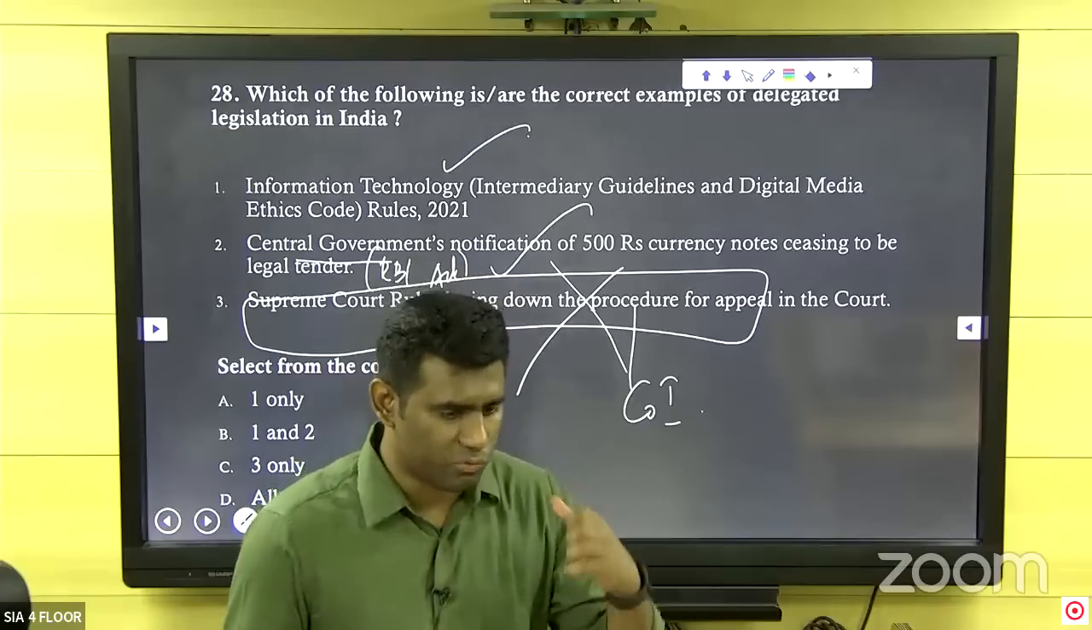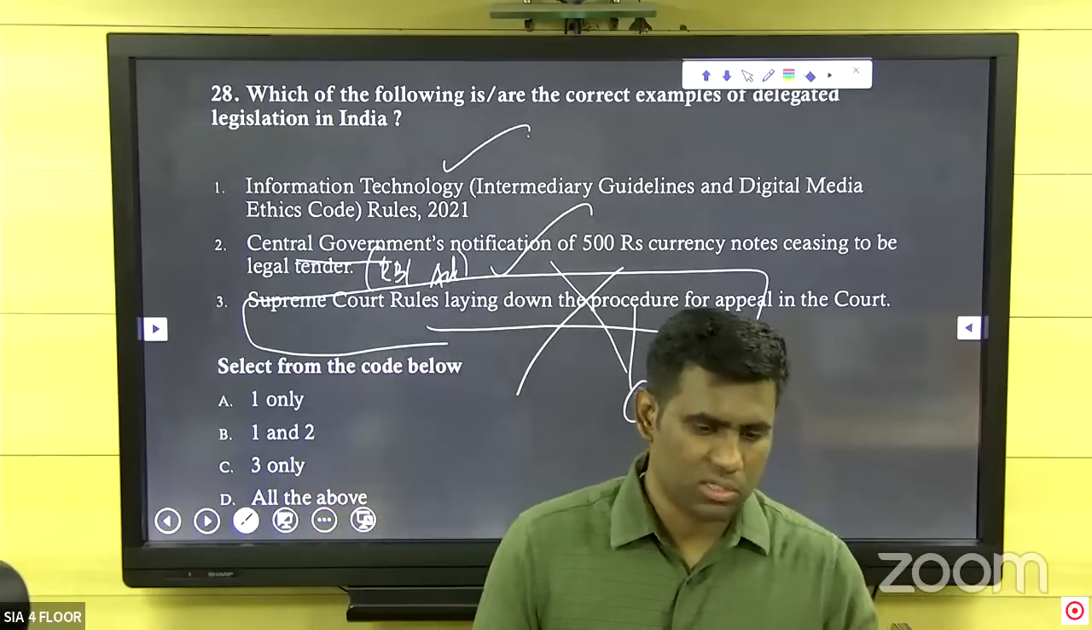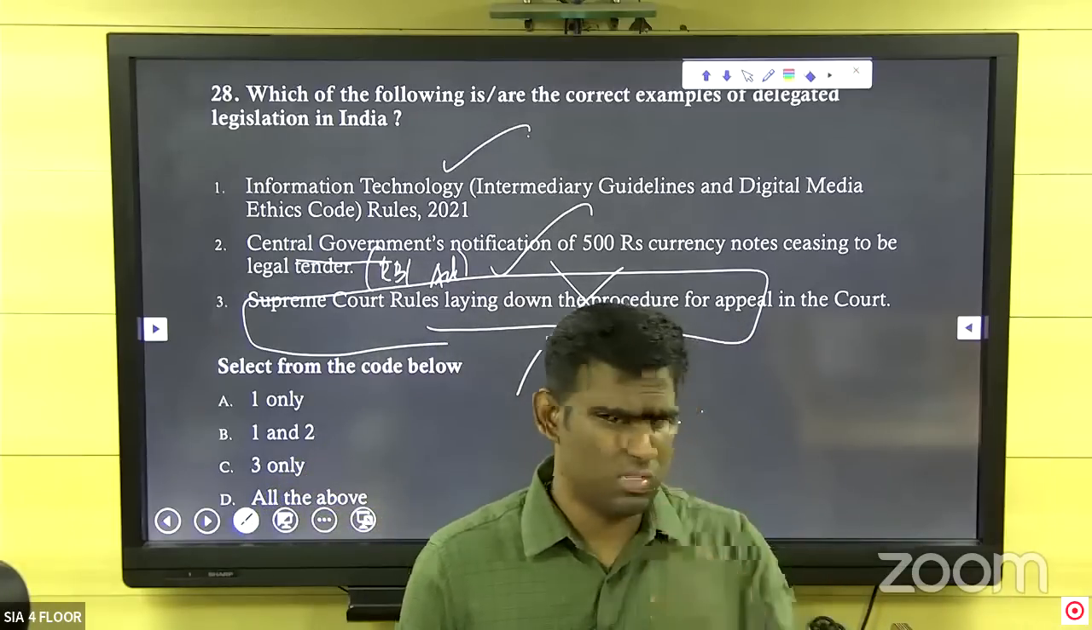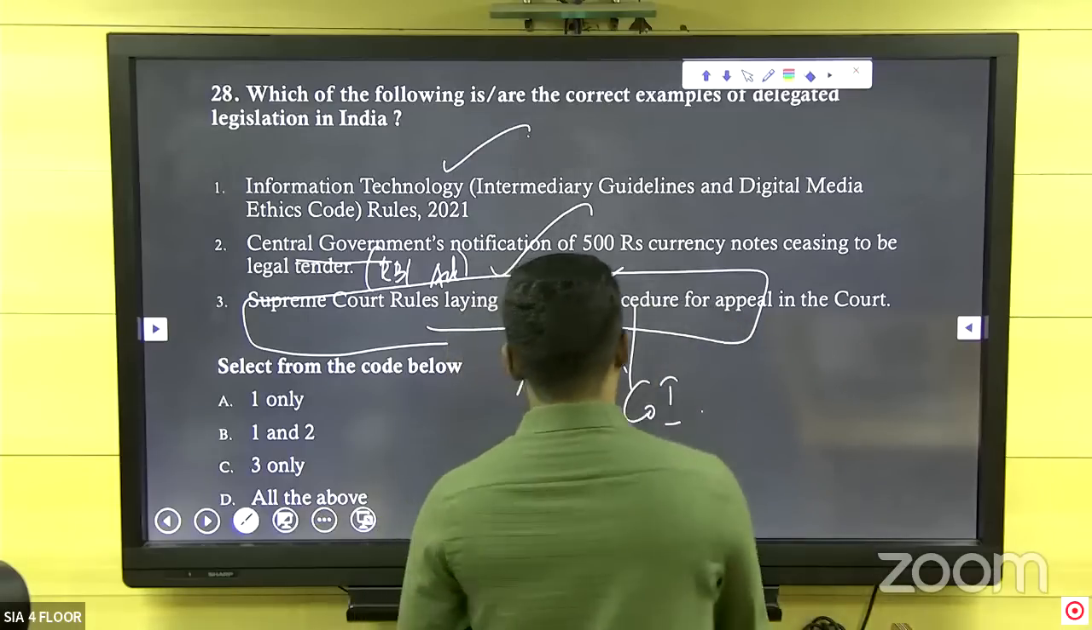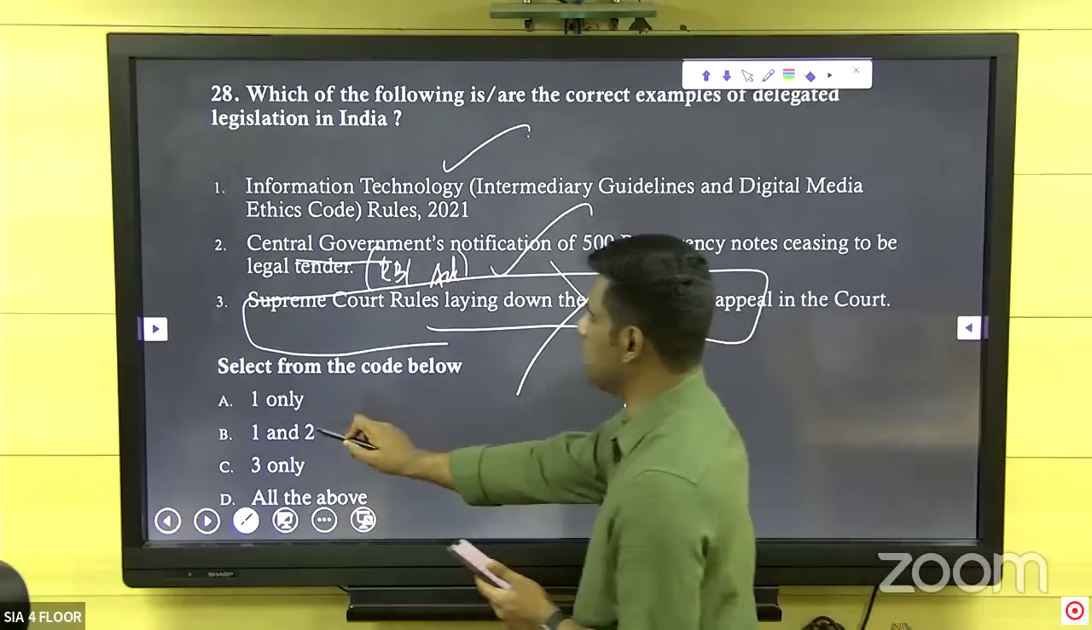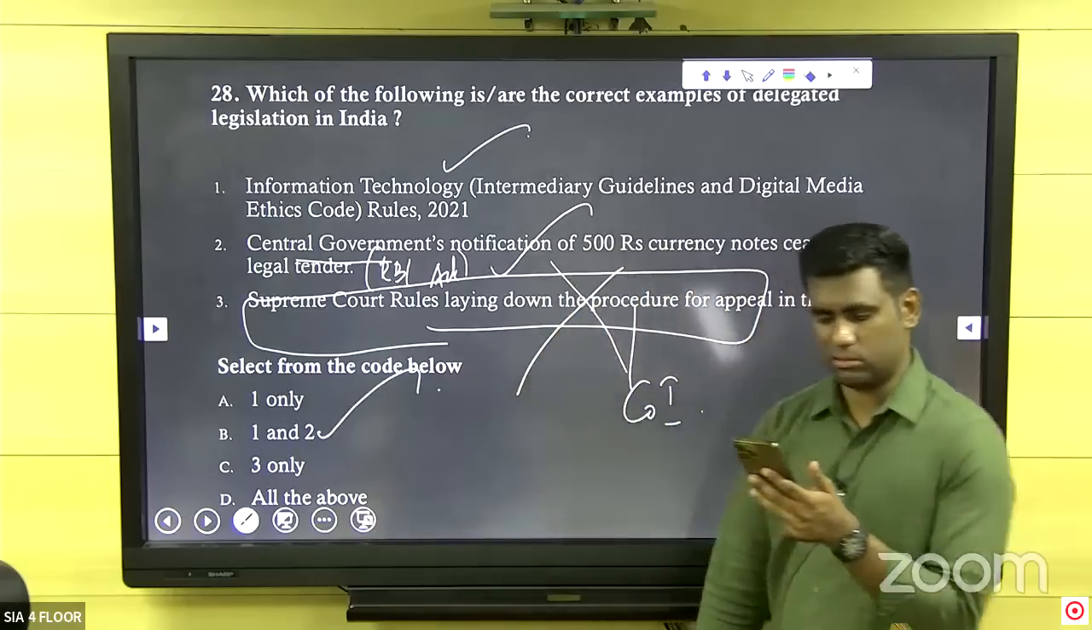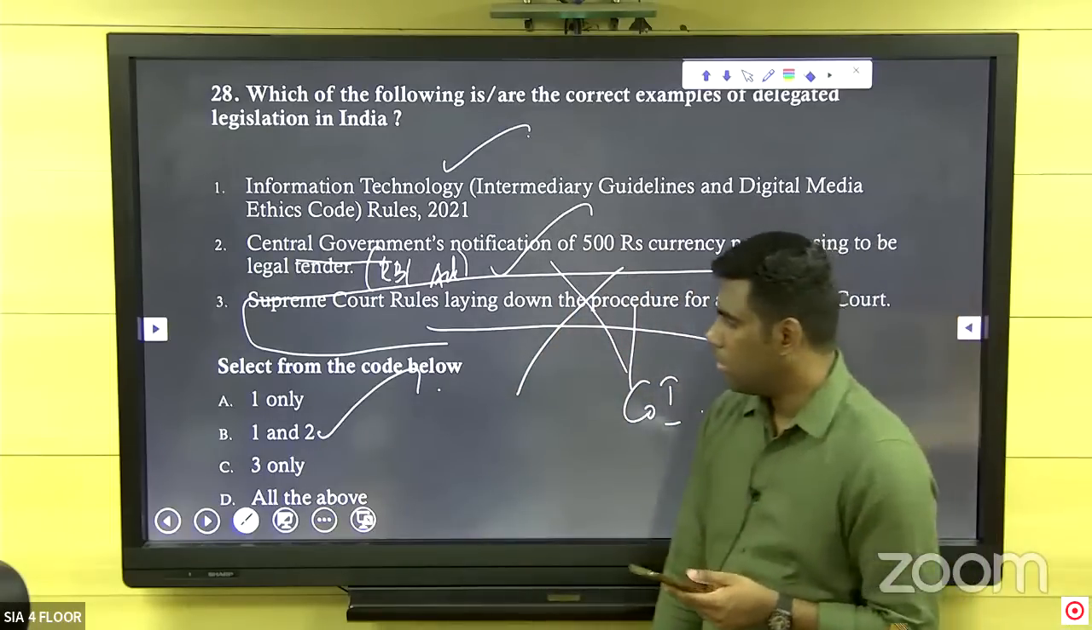The power of the Supreme Court to frame rules regarding the procedure for dealing with petitions in the court, all that is a power given in the Constitution itself. Not a part of law. So 1 and 2 is the correct answer. Few of you have got it right. B, Bombay, is the right answer.